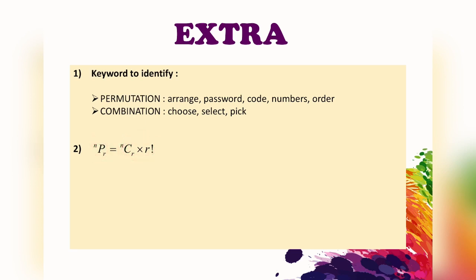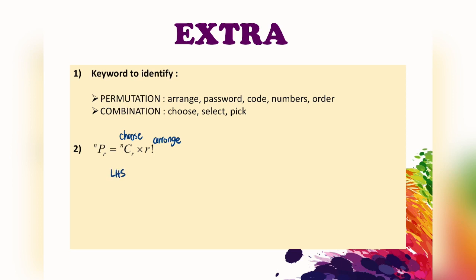The relation between combination and permutation. For the case of NPR in permutation, it is actually the same as when we choose first and then we arrange. So if you have a situation where you want to choose first and then arrange the things that you have chosen, we are going to use this formula, NCR multiplied by R factorial, and this is actually the same as NPR. So why do we say that it is the same?